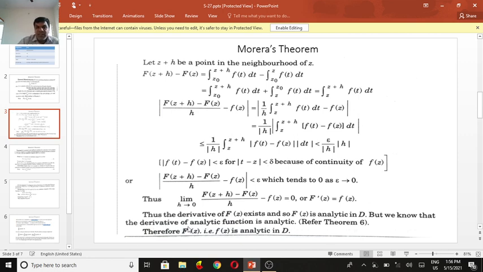So thus the derivative of F of z exists, and so F of z is analytic in D. But we know that the derivative of an analytic function is analytic. So the derivative, that is f of z, is analytic in D. So if the derivative exists, the function is analytic.